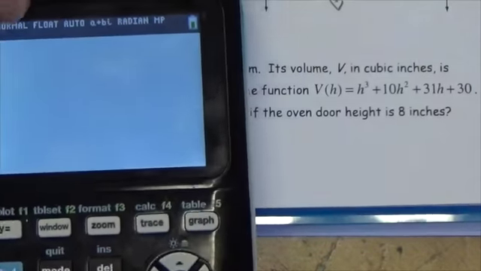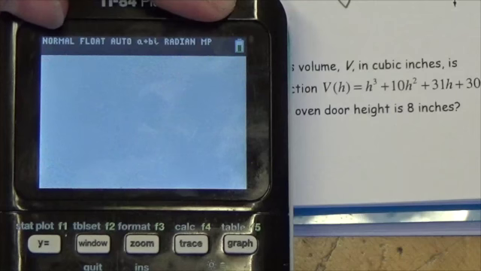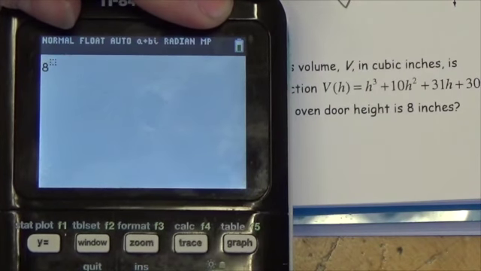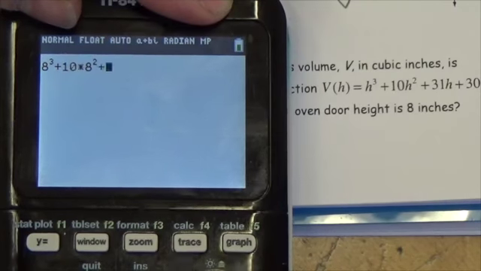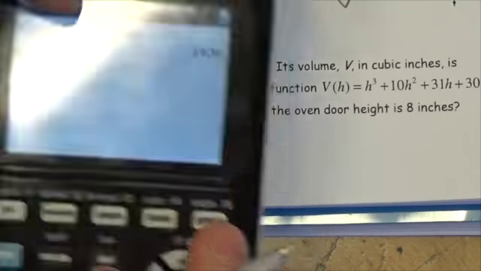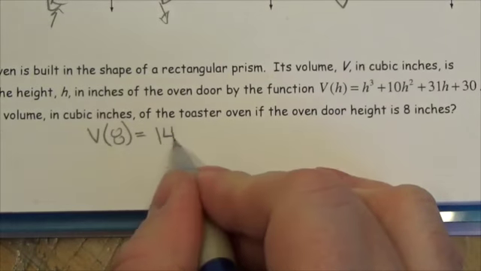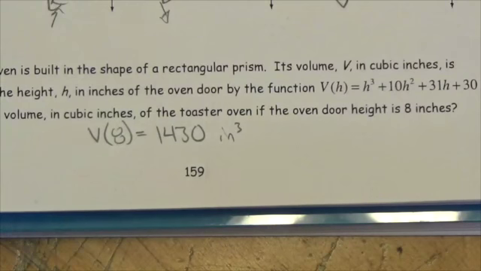So what I'll do here is I'll go to my calculator and I will enter this in. I'm actually going to show you 2 different ways of doing this. So first of all, I'm going to just plug this in for h. So it's going to be 8 cubed plus 10 times 8 squared, plus 31 times 8, plus 30. Press enter, and I get 1,430. 1,430 inches cubed. That's one way of doing this.